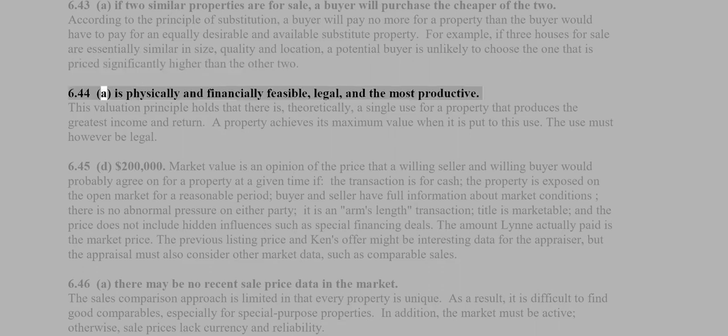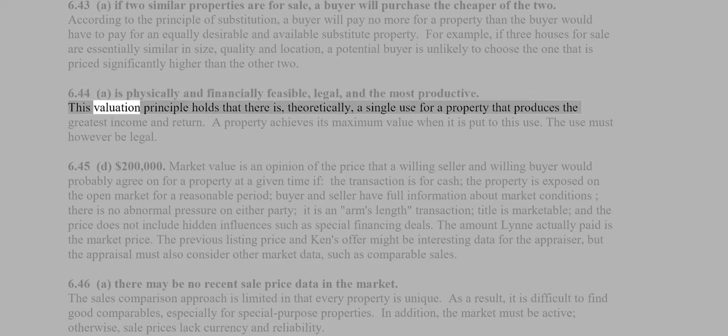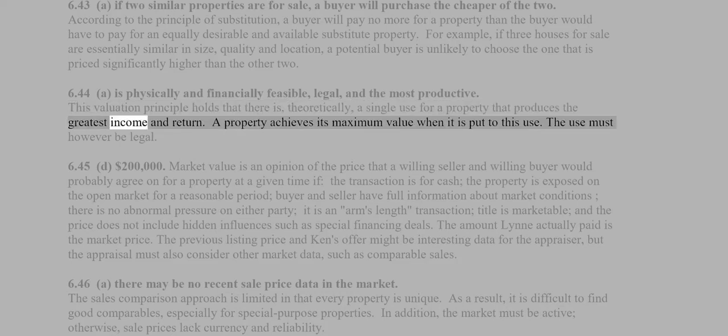6.44 A. Is physically and financially feasible, legal, and the most productive. This valuation principle holds that there is, theoretically, a single use for a property that produces the greatest income and return. A property achieves its maximum value when it is put to this use. The use must however be legal.